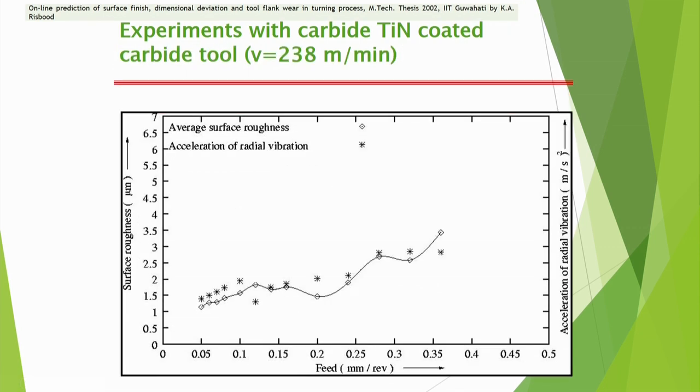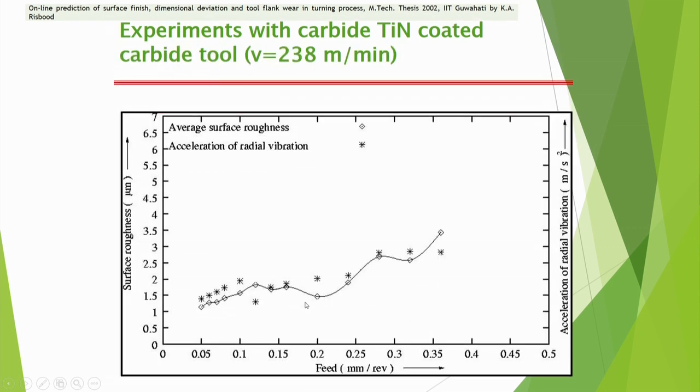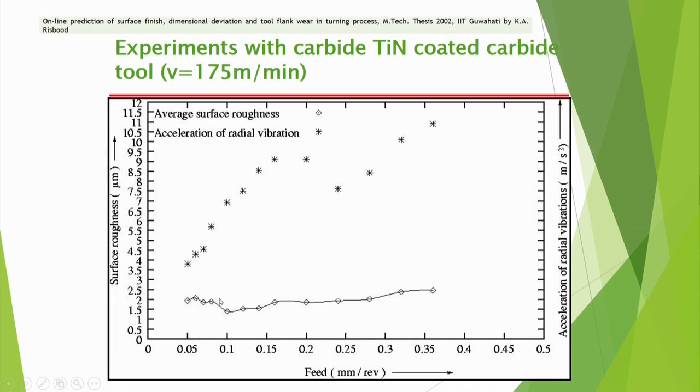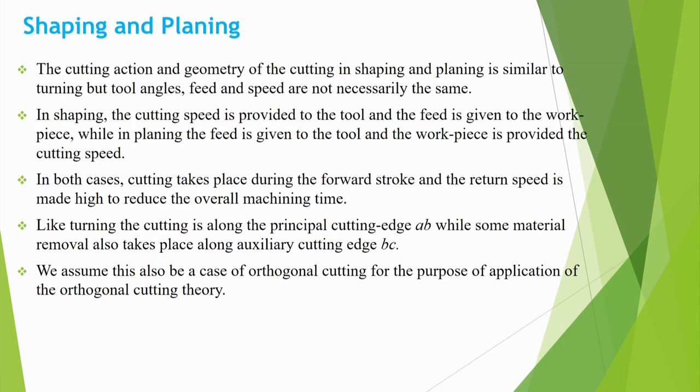And if we go to 238 meter per minute, now in this case, this one here is at 238, this is 1.5 or 2, and here, okay, scale difference is there, that's why it is appearing that it is more, but actually it is lesser. In this case it is something like 1 here, it goes up to 1 micrometer. So you are getting this type of behavior at 238 meter per minute. So what I mean to say is that practically there may be a lot of this type of phenomena.